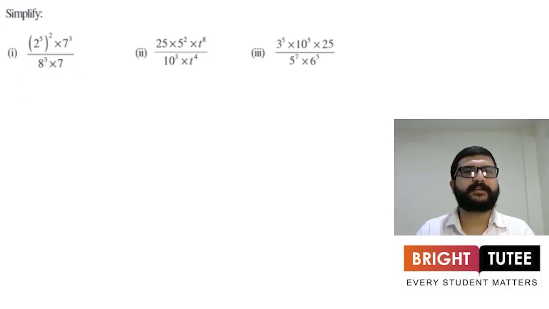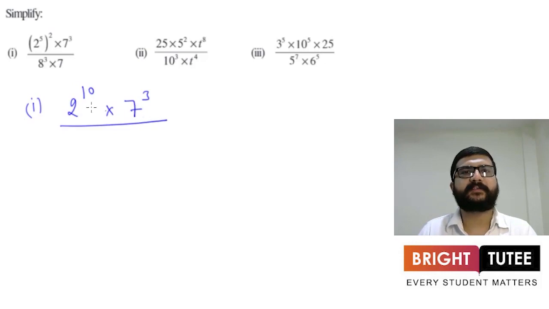The first one is 2 to the power 5 whole to the power 2. This can be written as 2 to the power 5 into 2, that is 10, into 7 to the power 3 divided by 8 to the power 3. 8 means 2 to the power 3, so this will become 2 to the power 3 whole to the power 3 into 7. Now we can simplify this.